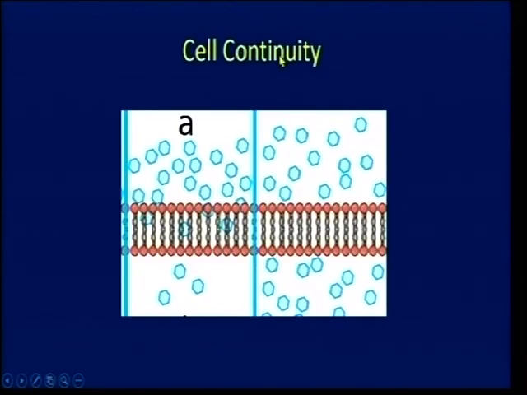Then cell continuity. Why must there be cell continuity, children? Because the cell must form a plasmodesmata. Plasmodesmata, cell adjacent to another cell, cell adjacent to another cell. This forms a cell continuity. So the flow of information is taking place through the plasma membrane.